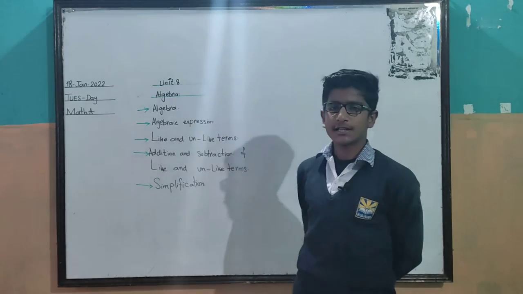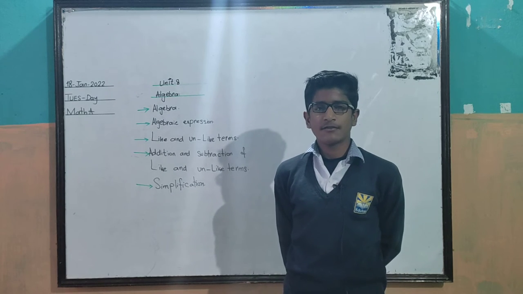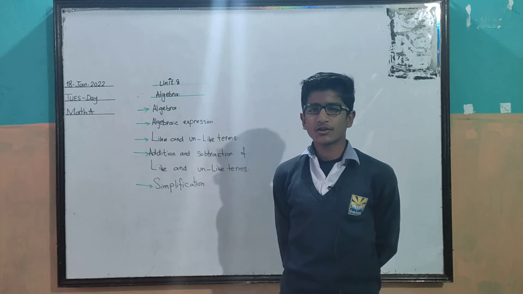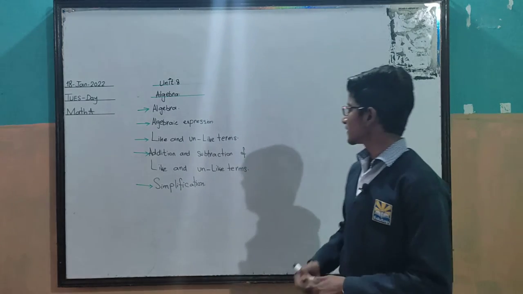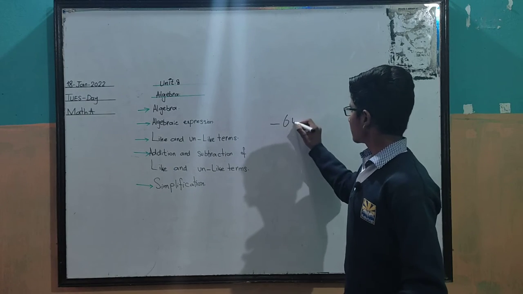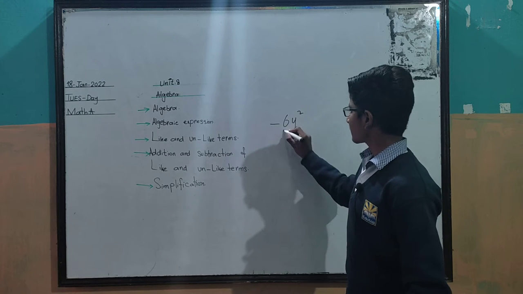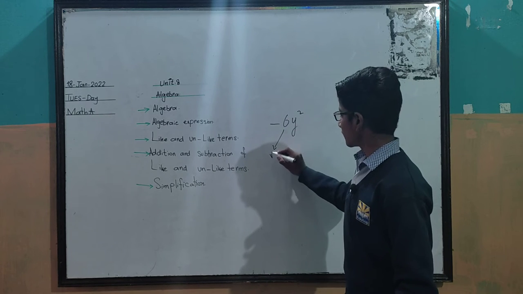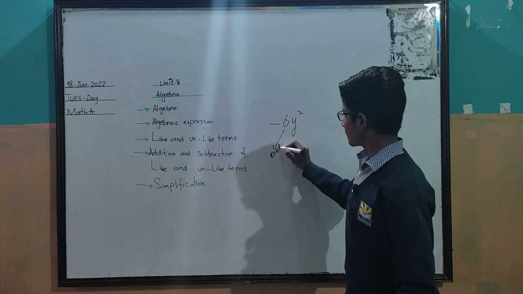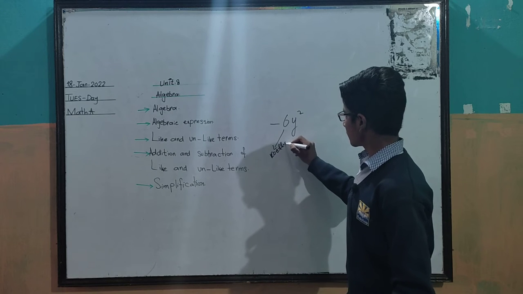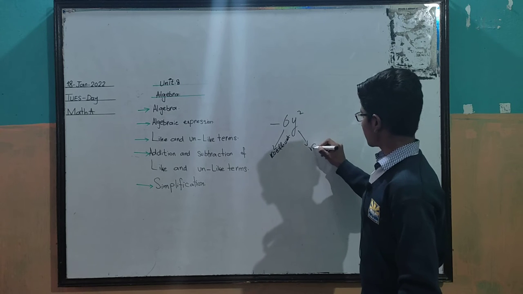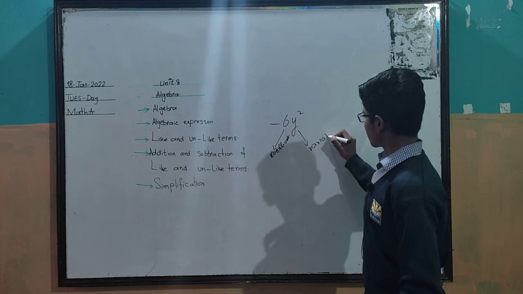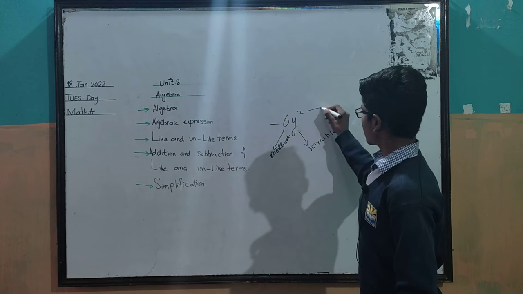Algebraic expression. An algebraic expression is one in which coefficient, variable, exponent and constant are connected with operational signs. For example, minus 6y square. Minus 6 is the coefficient, y is the variable, and 2 is the exponent.